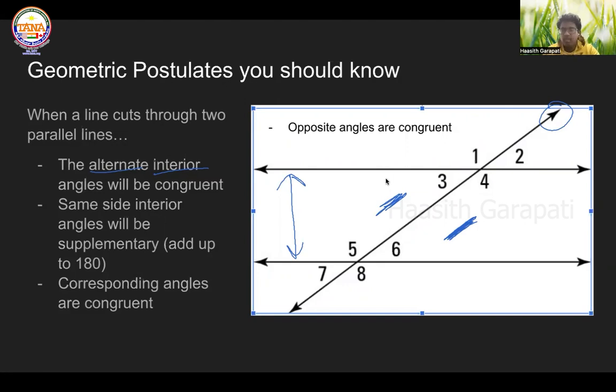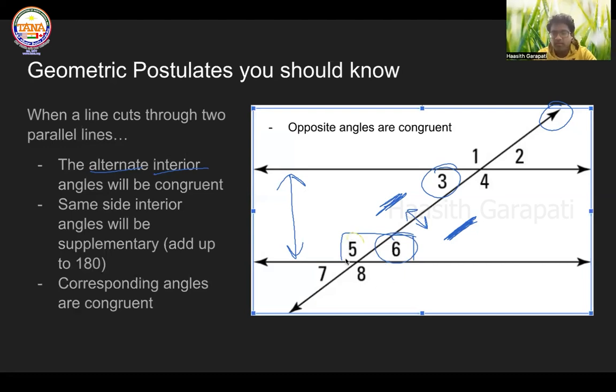So what is an angle that is interior? Let's take angle 3, for example. And then, okay, what's another angle? Okay, we have two angles, 5 and 6, that are both interior. And then alternate, 6 is going to be alternate to 3 because they're on different sides of the intersection line. So 6 is going to be congruent to 3. And in that same way, you can say 5 is going to be congruent to 4.